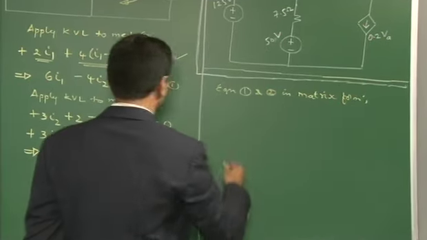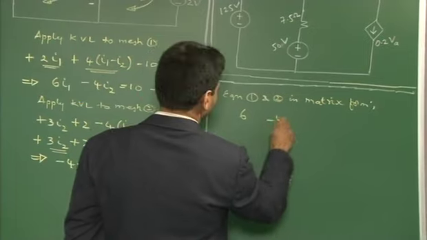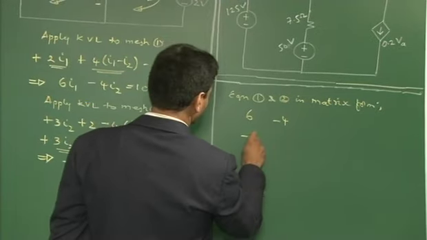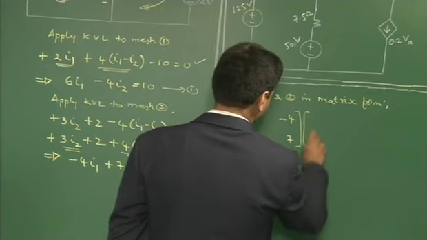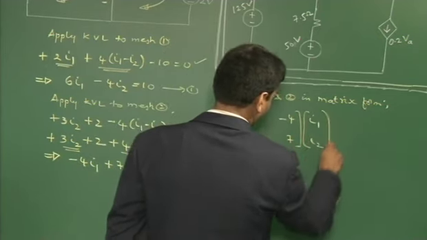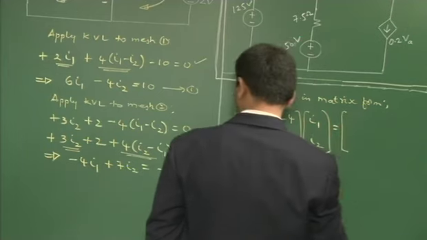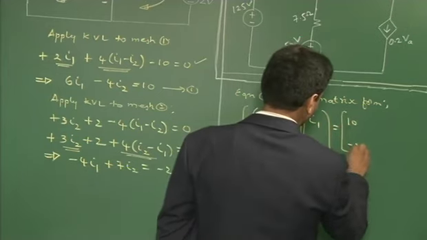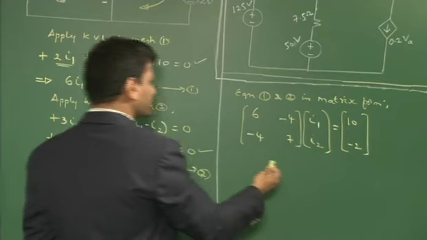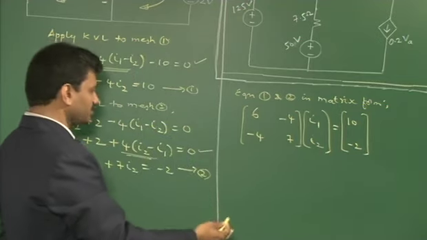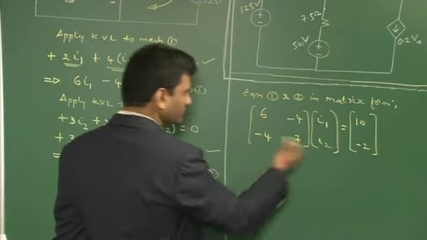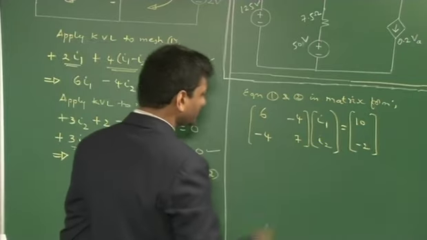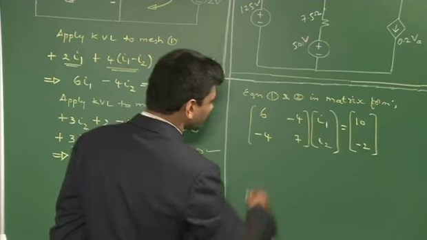will be written as [6, -4; -4, 7] multiplied by [I1; I2], which is equal to [10; -2]. This is the matrix equation which results from these two equations. And then when we solve this matrix equation, we will get I1 and I2. So, how do I get that now?